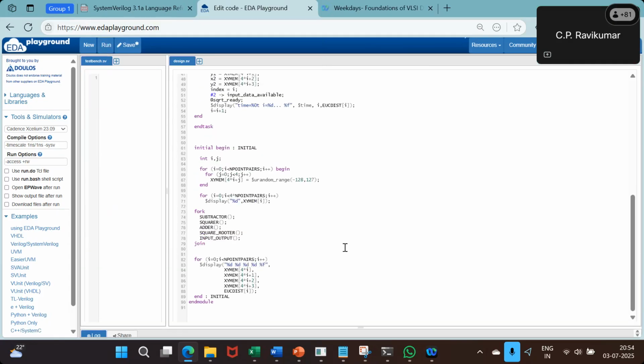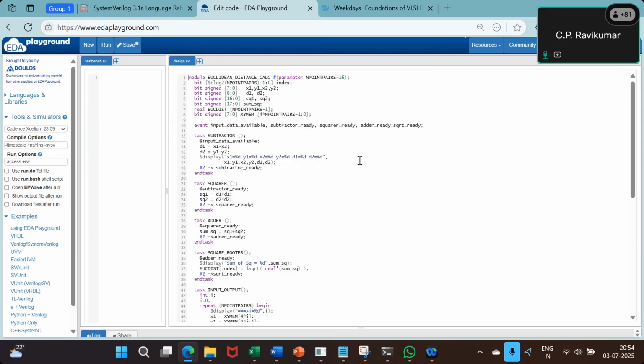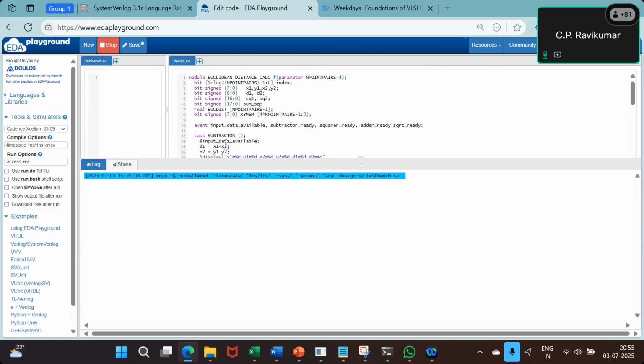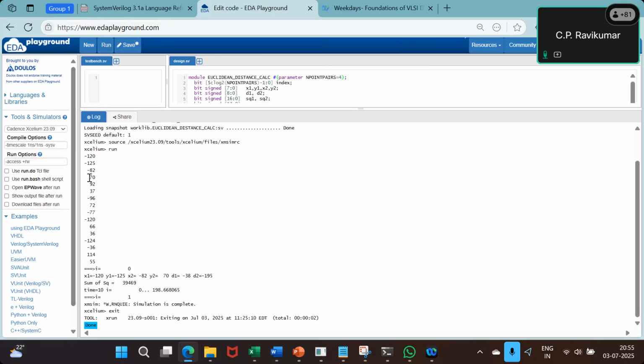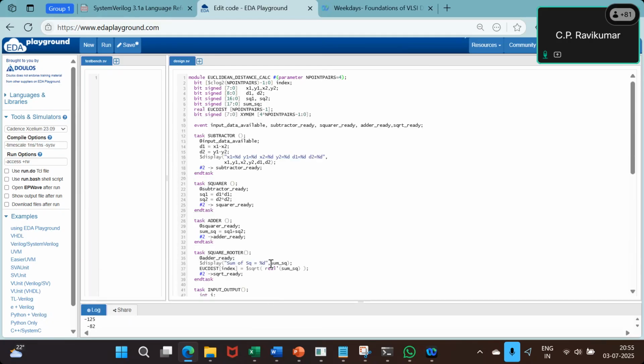Okay. Let us do one thing. Let us make our number of point pairs only 4 point pairs. We will repeat this. Then you may be able to understand. There. See, the first pair of points is these four. Minus 120, minus 125, minus 82, 70. Okay. So it took those four and computed. But when it came to the second point, it printed I equal to 1, then vanished. So I don't know where it went.